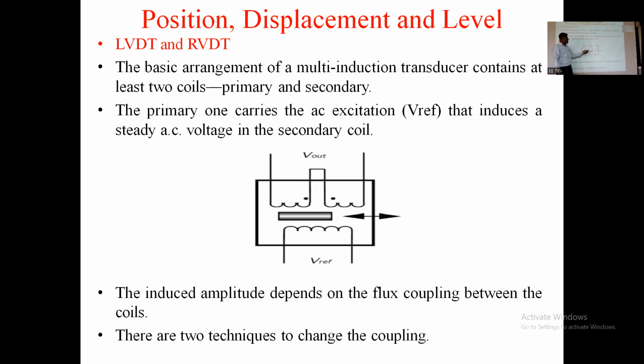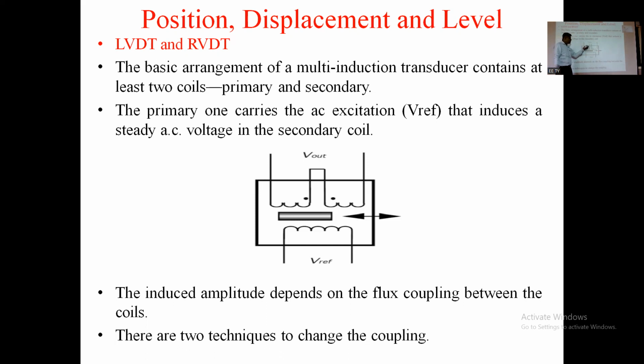If the linear movement of that object occurs, there is a change in flux or change in induced EMF. If the flux changes, that means the induced EMF or voltage obtained will change. Here it is V reference. एक V reference म्हणजे आपण input voltage देणार. Because of that input voltage, there is an induced EMF. It will occur in the secondary side.